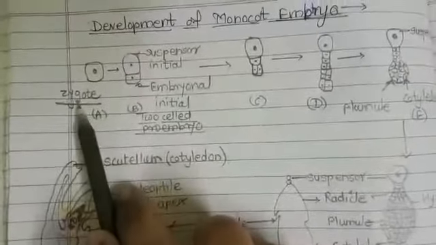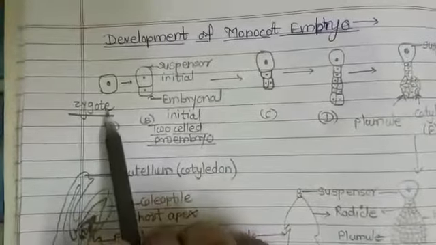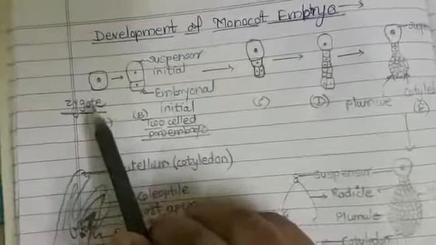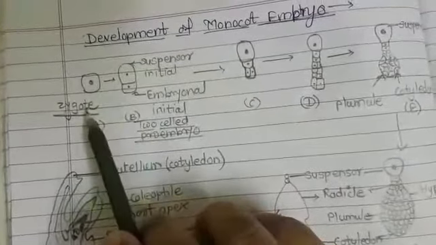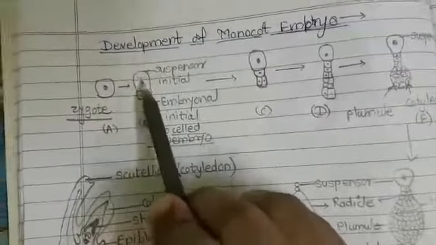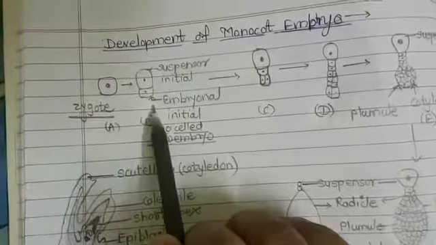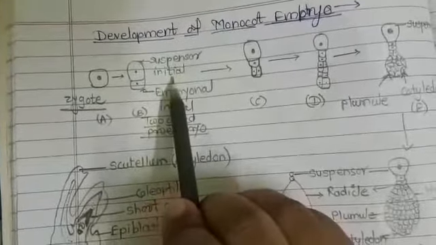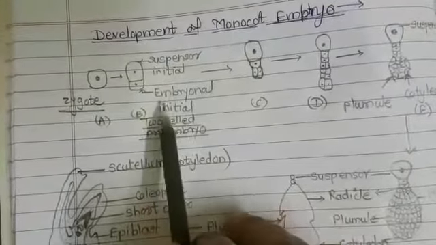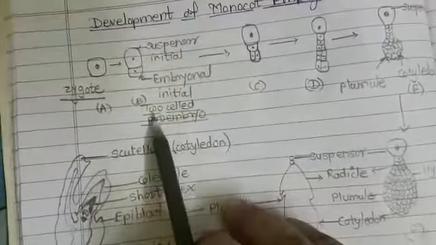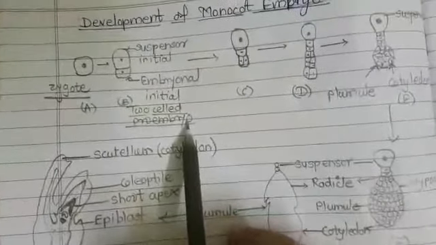It will start from the zygote. Zygote is the fusion of male and female gamete. It undergoes mitotic division. What happens in this? Mitotic division happens and two unequal cells form. The larger one is called the suspensor initial and the smaller one is called the embryonal initial. This is the two-celled pro-embryo structure.